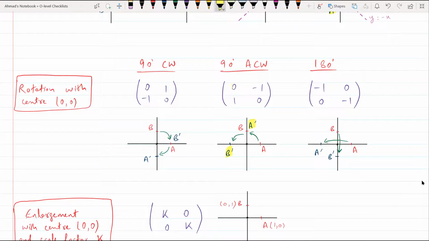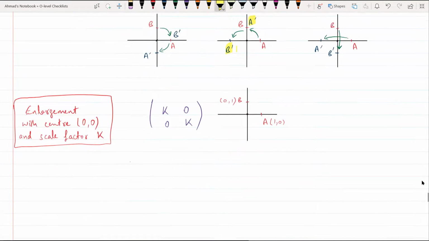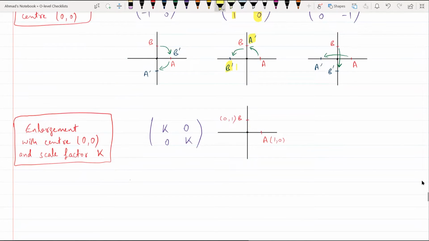A dash के कोऑर्डिनेट्स क्या है? 0 1. B dash के क्या है? minus 1 0. So that's your matrix for 90 degrees anti-clockwise rotation. ठीक है. So similarly, you can look at the other one. What's happening here? A किस तरह से आपके points move कर रहे हैं, उसी तरह से आपके पास ये matrices आ जाएंगे वहाँ पे. Enlargement का matrix आप वैसे याद रख सकते हो.